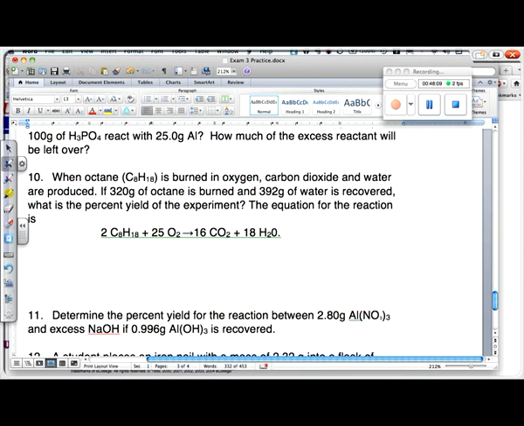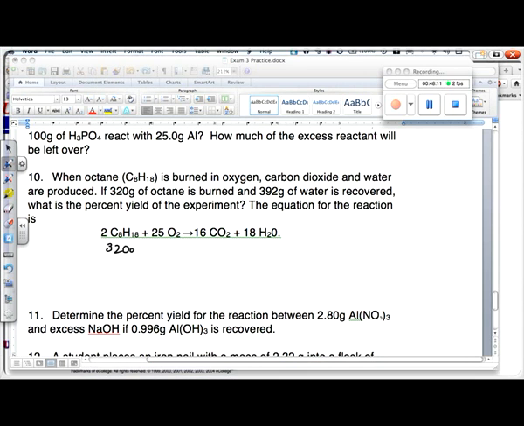So we have 320 grams of the octane, and they're giving us an amount of a product. So again, this is the actual. My job is to get the theoretical for the same product and then get the percentage at the end. Okay, so we know it'll be 392 grams on top. We've got to get the theoretical, and moles get there.